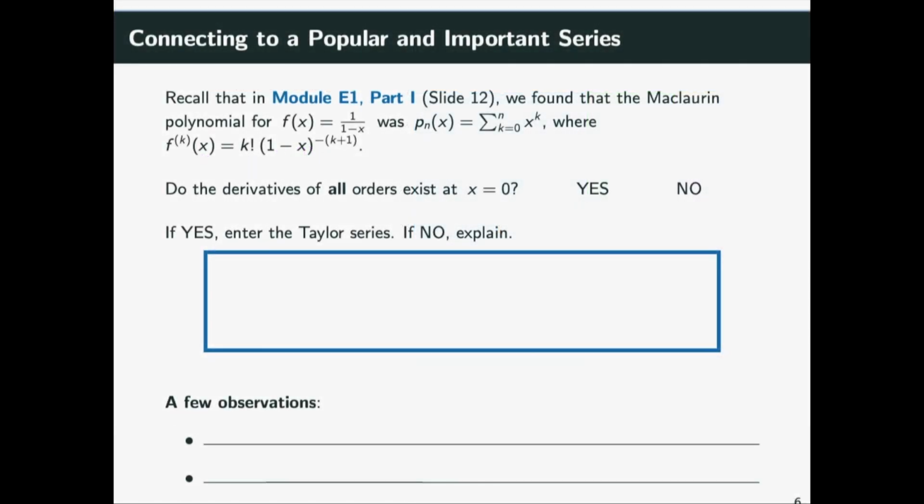So in this slide, we are going to try to connect our previous results to a very popular and important series. And so let's first go back to Module E1 Part 1. I'm just reminding you of our work with f of x equal to 1 over 1 minus x. We had actually found its Taylor polynomial and a general derivative. And the first question just says, do the derivatives of all orders exist at x equal to 0? Hopefully it's clear that that is a yes. Notice that no matter what, we can always plug in the x. We'll never have a 0 in the denominator. And so for every k, this is going to be a defined expression. And so that means we absolutely can build our Taylor series.